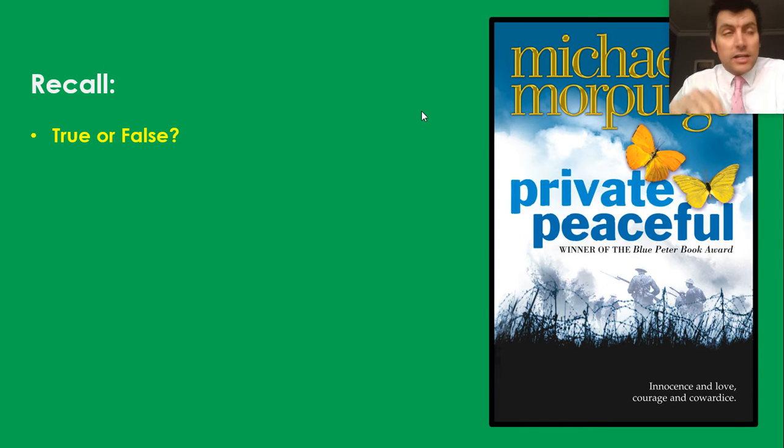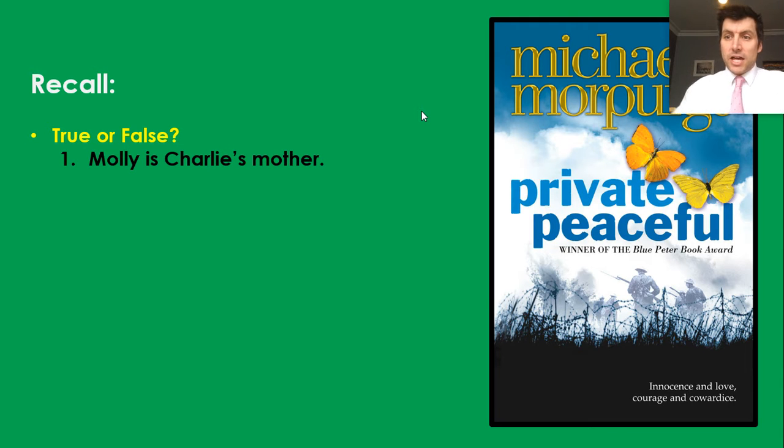Okay, guys, a little bit of a quiz here. True or false? You can shout out your answers, or you can write your answers on your sheet, or you can do a T for true and an F for false if you fancy doing that. I obviously won't see, but it'd be interesting to see how you've got on. So true or false? Molly is Charlie's mother.